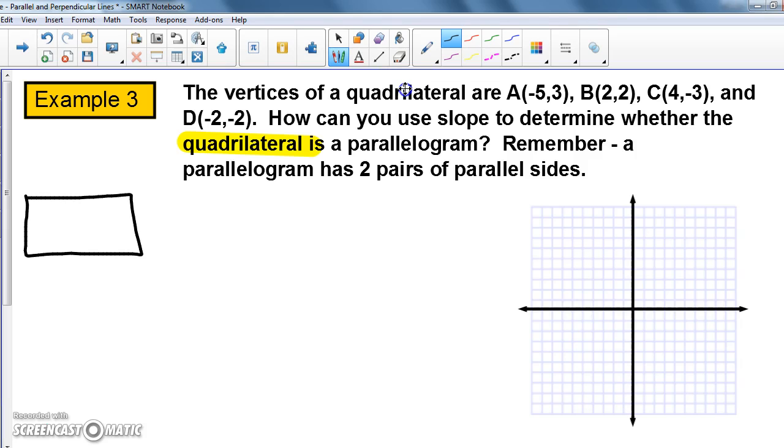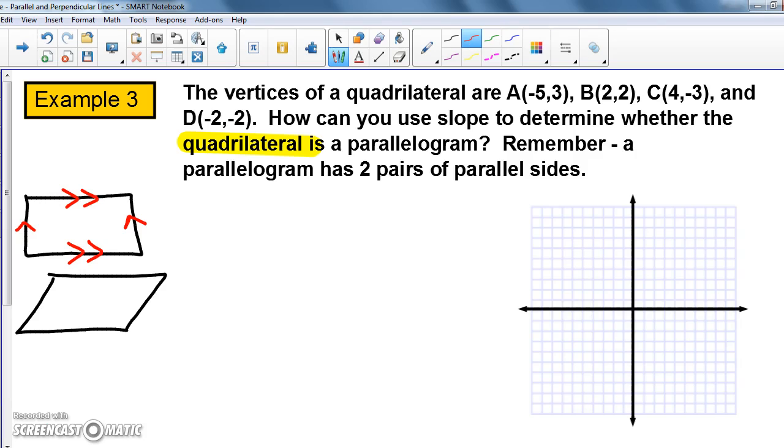It can look like a rectangle. It can also look like this, like a slanted rectangle. Those are both actually parallelograms. But you notice they have 2 pairs of parallel sides. So this one and this one are parallel, and then this one and this one are parallel. That's how we show it.